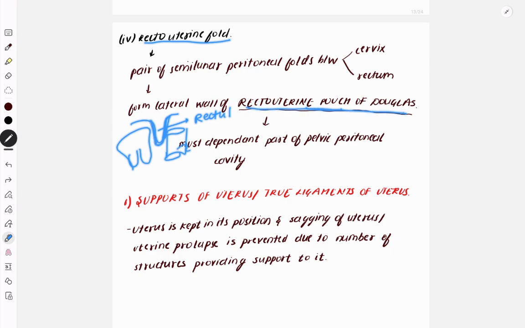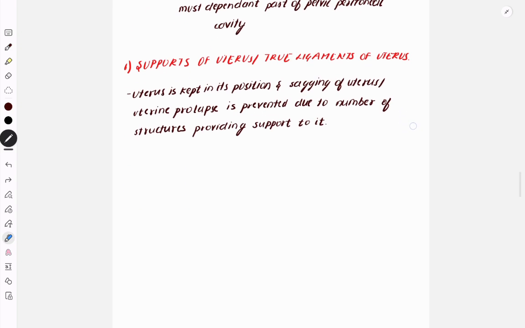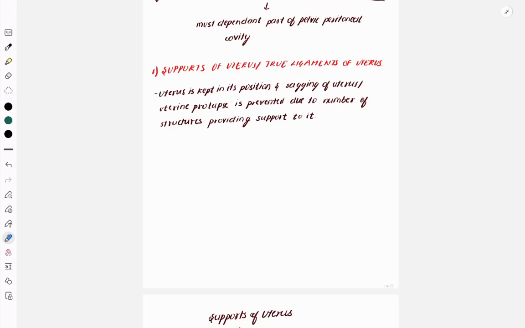The importance of this rectouterine pouch of Douglas is that this is the most dependent part of the pelvic peritoneal cavity. So inside the pelvis, whatever peritoneal cavity is there, the most dependent part is actually the rectouterine pouch of Douglas. That completes the false ligaments of uterus. Now we have to study the true ligaments.